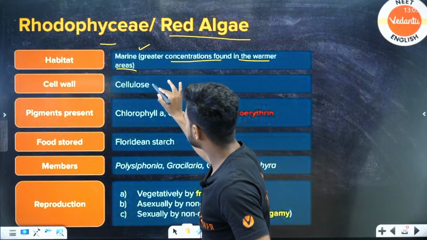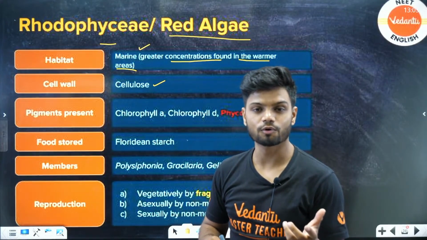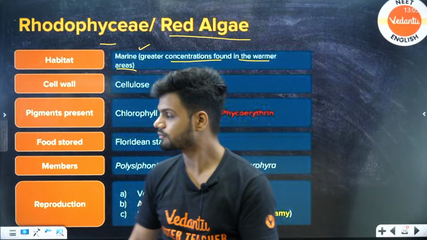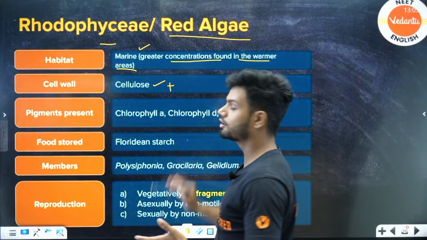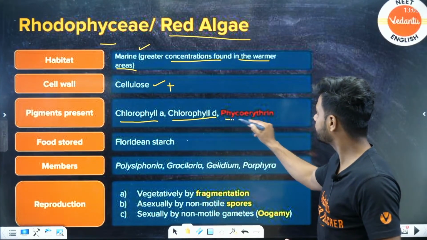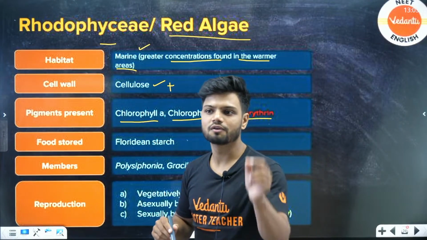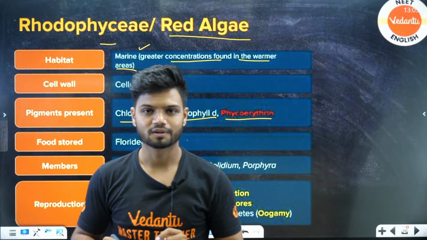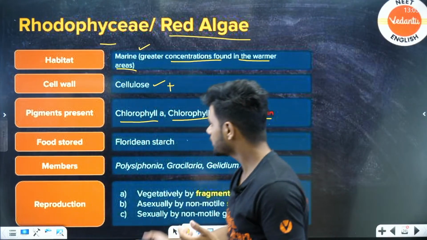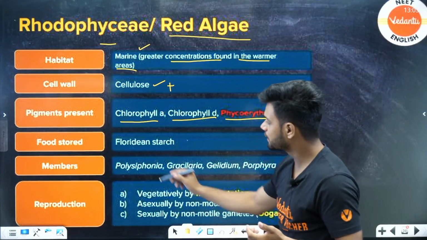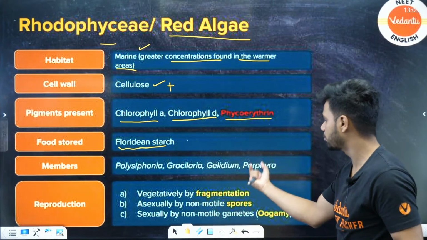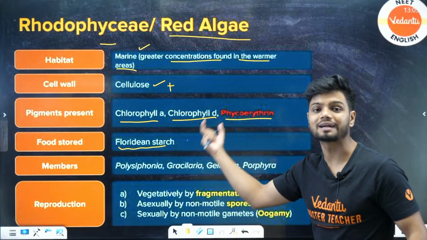The cell wall is made up of cellulose. Also we know cellulose plus pectin plus carrageenan and also polysulfate esters. All of you please write down. The pigments are chlorophyll a, chlorophyll d and phycoerythrin. Phycoerythrin is the pigment which imparts the red color to the algae. Then the food storage material is going to be Floridean starch. Members are Polysiphonia, Gracilaria, Gelidium and Porphyra. Examples you need to remember at any cost.